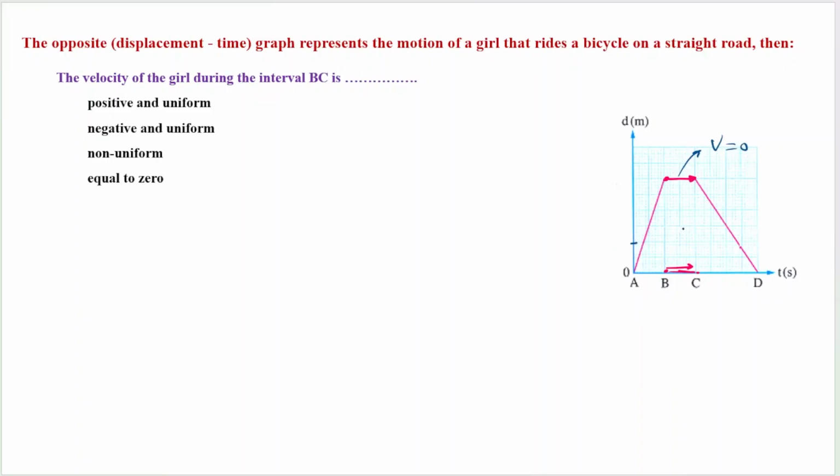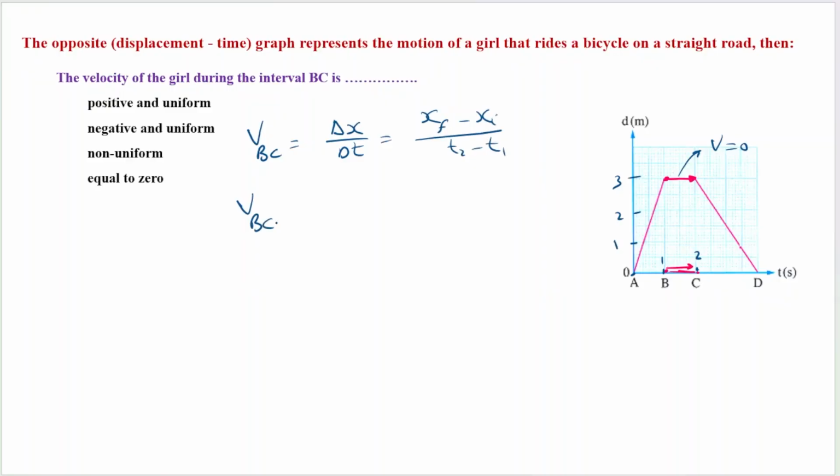We will just imagine that we have numbers. This is 1, 2, 3. This is 0. This is 1. And this is 2. So to find the velocity of the girl during BC, we just find the change in the displacement divided by the change of time. So it is equal to final position minus initial position over T2 minus T1.